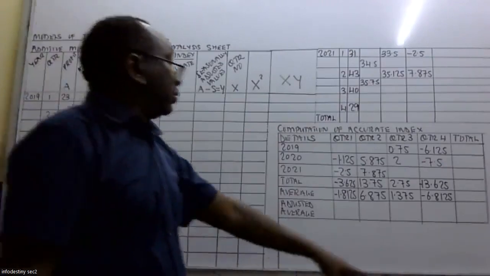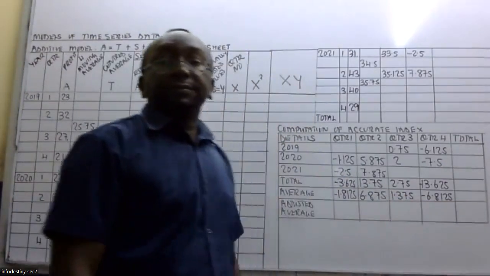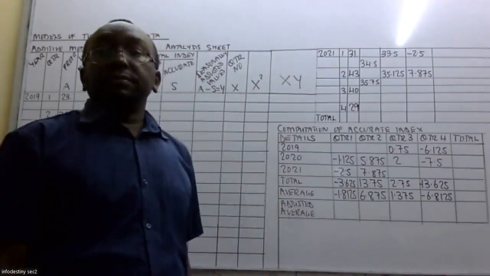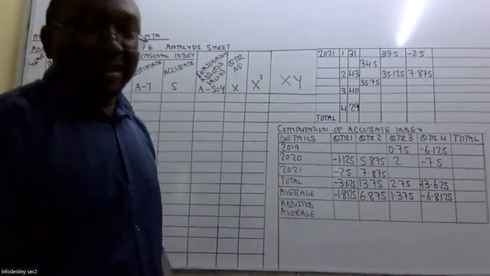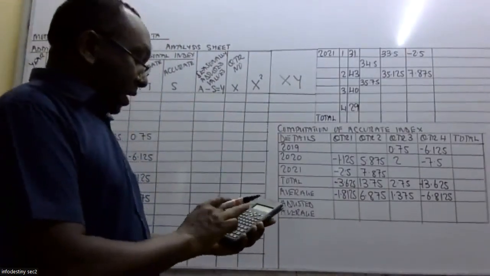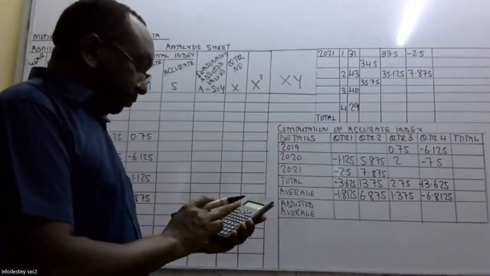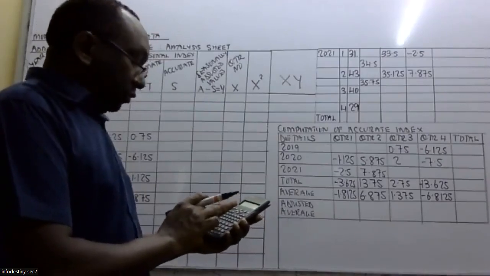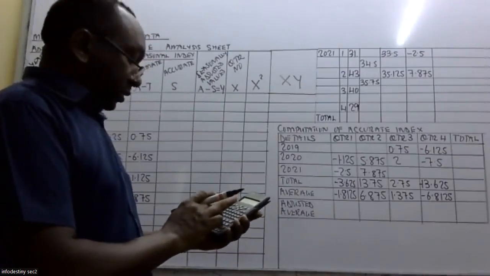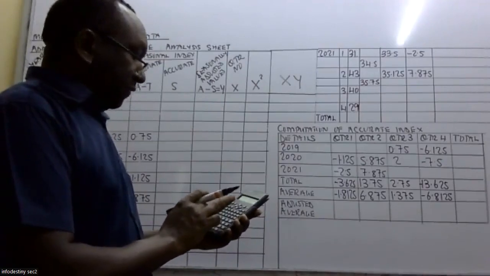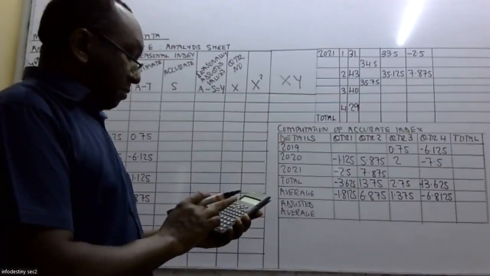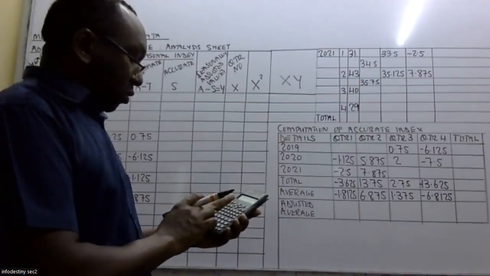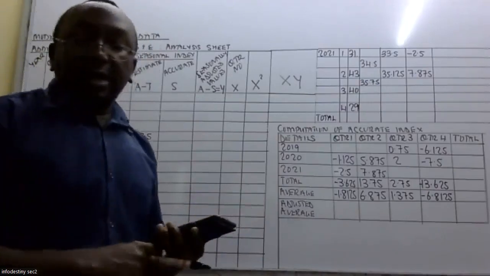I'm waiting for the total here. What do you have? You simply say minus 1.8125 plus 6.875 plus 1.375 minus 6.8125. What are you getting?